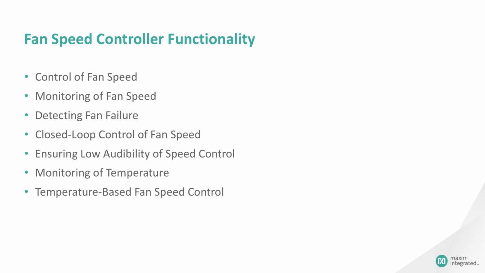Closed-loop control of fan speed is a combination of fan speed control and monitoring. By monitoring the fan's tachometer signal, the speed of the fan can be adjusted to force it to a desired value.